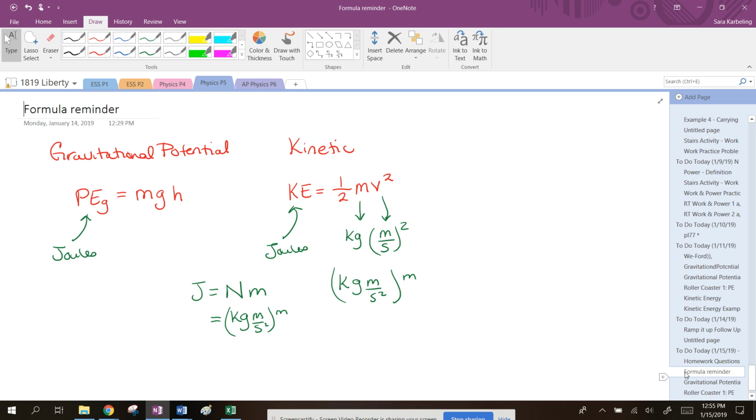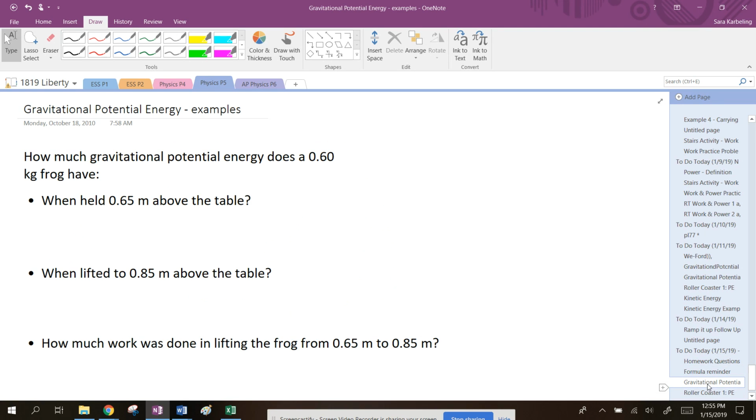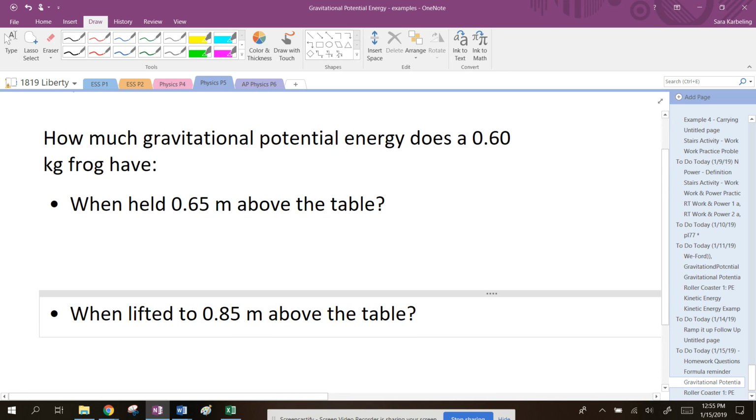Just a friendly little reminder, this is what we talked about yesterday. We've got gravitational potential energy is mgh. We've got kinetic energy is 1/2 mv squared. We're going to focus on this one for a couple of minutes here. It's really easy to multiply, but there are a couple of subtleties in there that I want to make sure that you understand. So I'm going to give you just 2 of these to start.